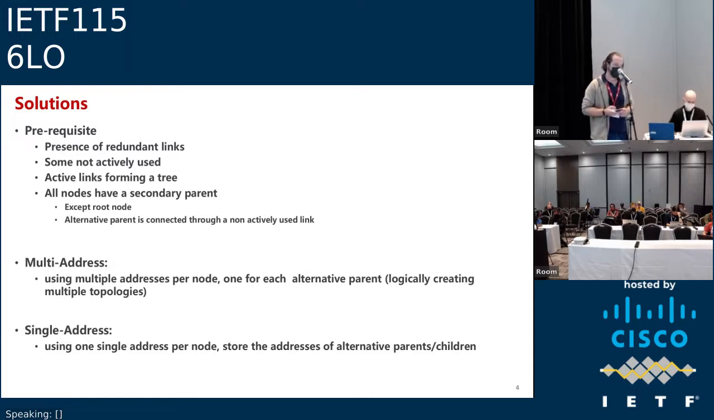And the other thing we need is to have a secondary parent. So each node needs two parents, which is pretty natural, so that we can alternate and have reliability. This is except the root node, in the sense that the root node is the gateway to the internet, and starting from there you have different kinds of reliability, and you are outside the PASA domain. So that's a different story. And the alternative parent could be connected through a non-active link.